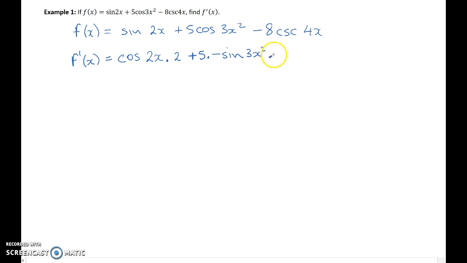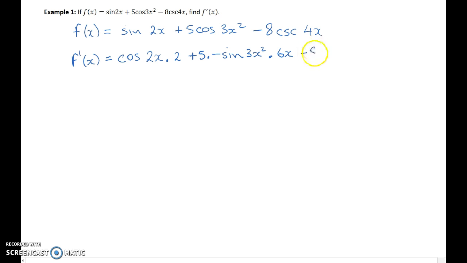And now you're going to multiply that by the derivative of 3x squared. So first of all, keep the constant in front, plus 5. Differentiate the trig function, cosine becomes negative sine, and keep the argument. And now we multiply by the derivative of the argument. So the derivative of 3x squared, which is 6x.